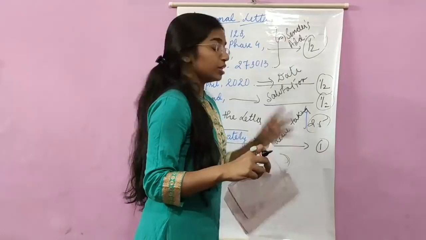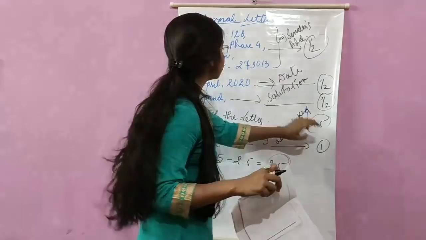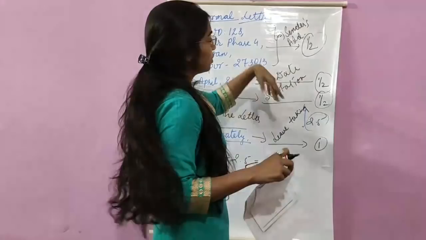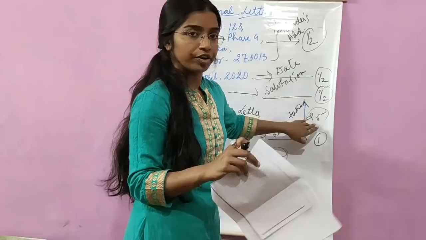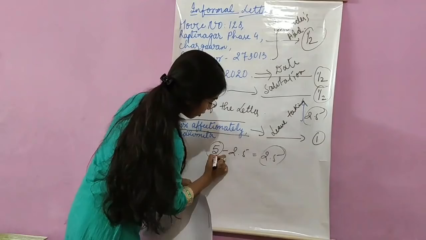What about these half marks? This half mark, because there we had two addresses, the recipient address and sender's address. So, that half mark was adjusted there. Since in case of informal letter, we do not have the recipient's address, that is why 2.5 over here. Clear? Any confusion? So, 5 marks for the letter and remaining 5 marks will be carried over from the essay.